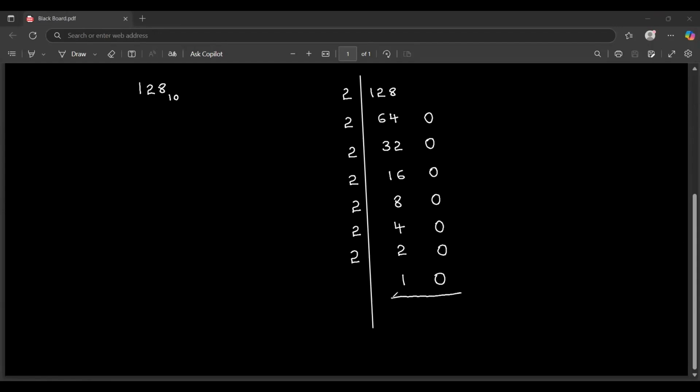I can go from bottom to top. So the answer will be 10000000 to the base 2. This is how you have to do it. Now let's do a bigger number, maybe like 255. Let's try 255, so 255 to the base 10.